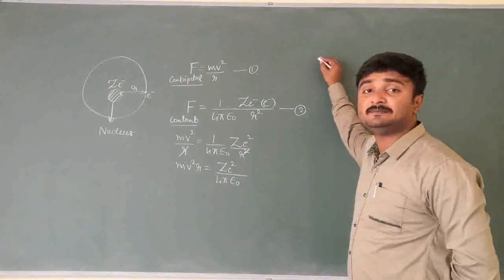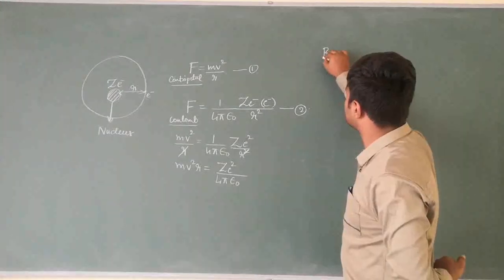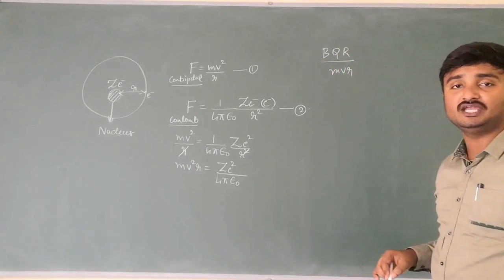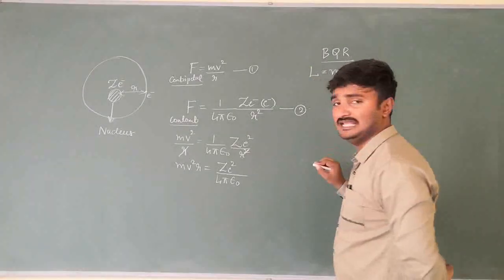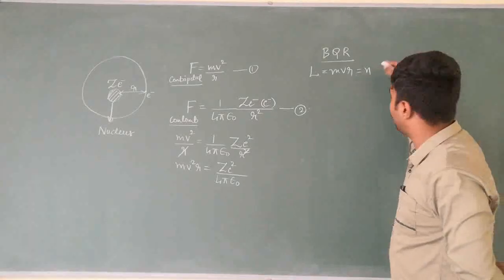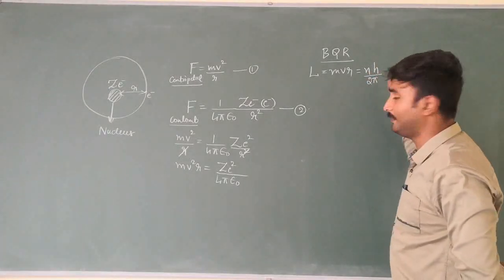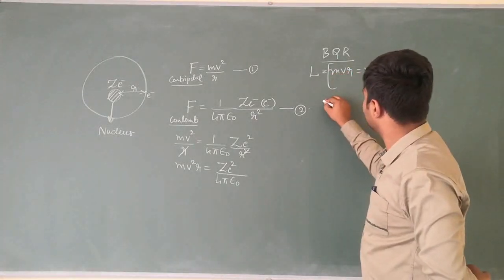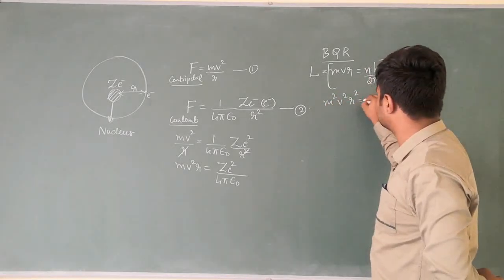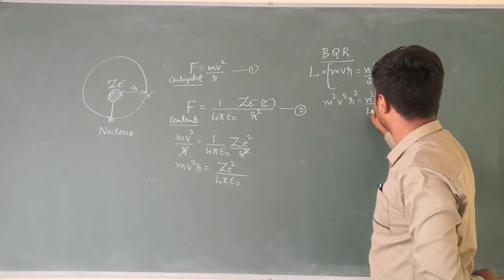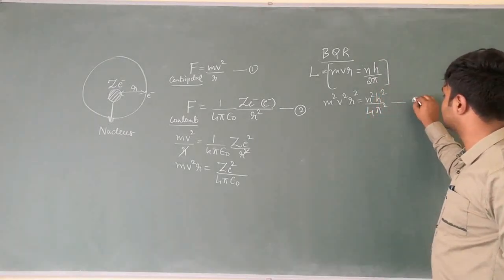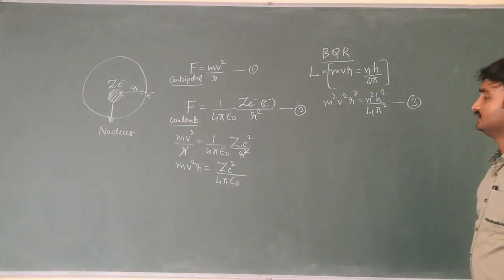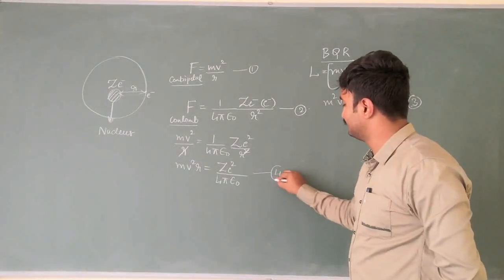Now, we know the second postulate of Bohr, also called Bohr's quantization rule. It says the orbital angular momentum of an electron, m into v into r, which is also taken as capital L, is an integral multiple of Planck's constant divided by 2 pi. Now, if I square this equation, I get m square v square r square is equal to n square h square divided by 4 pi square. Let me consider this as equation 3. And the earlier one we will take as equation 4.